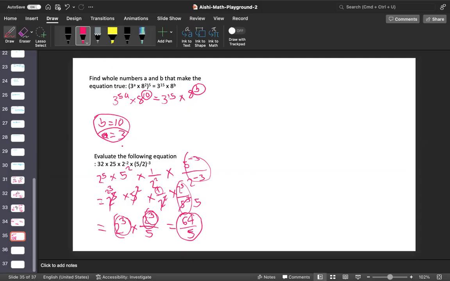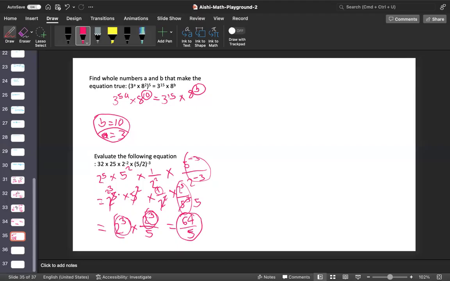Okay, next question. Evaluate the following equation. 32 times 25 times 2 to the power negative 2 times 5 by 2, all of that to the power of negative 3. Okay, so let's turn these all into exponents, so it's going to be a tiny bit easier. 2 to the power of 5 times 5 to the power of 2 times, we can turn 2 to the power of negative 2 into 1 by 2 to the power of 2 using one of our other laws, times 5 to the power of negative 3 divided by 2 to the power of negative 3.